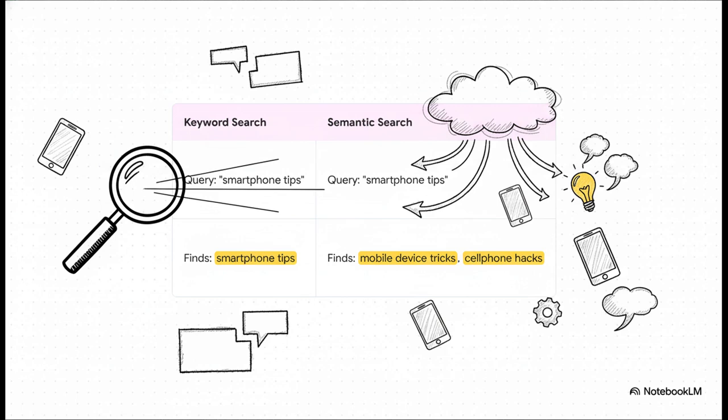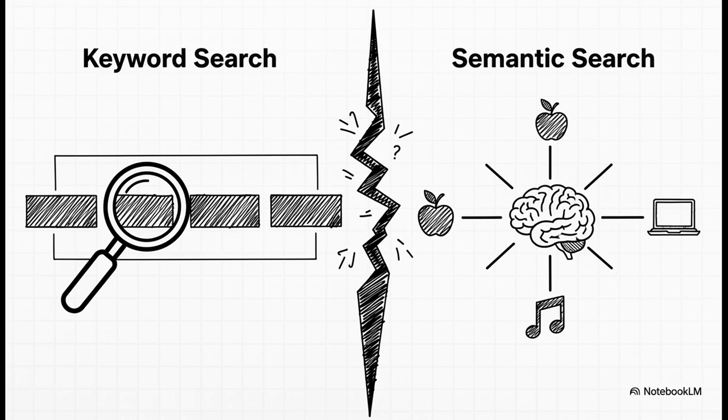But look at semantic search. It understands what you mean. It knows that mobile device tricks or cell phone hacks are basically the same idea. It gets the concept, not just the string of letters. And that's really the heart of it. It's what people in the field call the semantic gap.